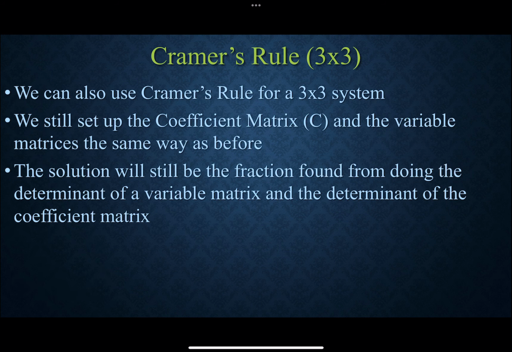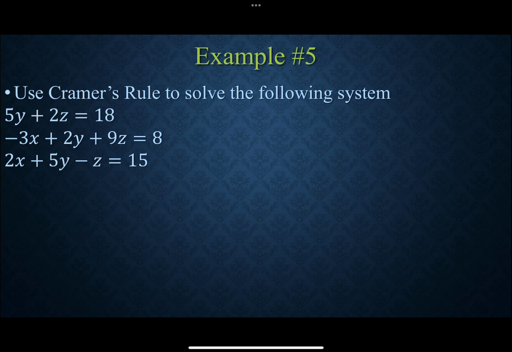All right, so that's our 2 by 2s. The 3 by 3s, it's going to be the same kind of process. You'll just find that because there's a third variable, there's now going to be a fourth matrix involving z. So here we have our coefficient matrix.